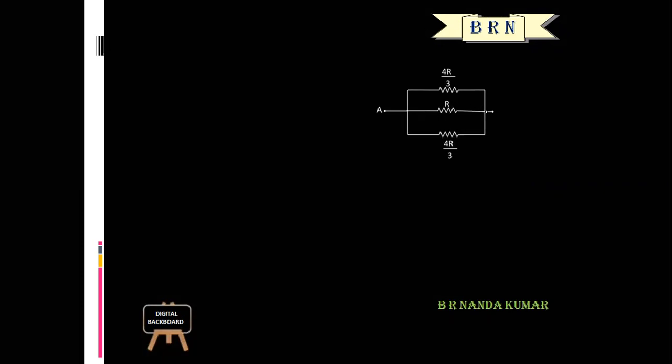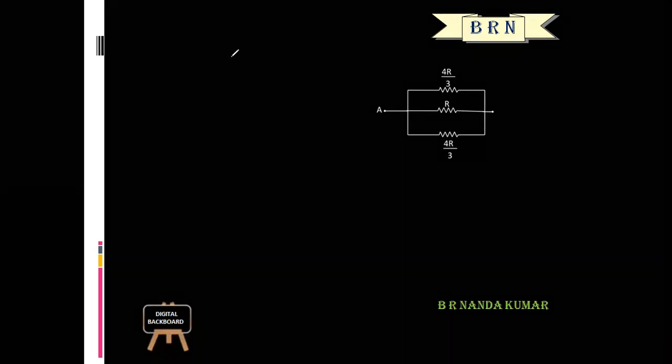So finally, we will get the circuit like this. This is 4R by 3. This one is R. This one is 4R by 3. All 3 are connected in parallel. So now the effective resistance is considered, that is R1, right? 1 divided by R1 is equal to 1 divided by 4R divided by 3, plus 1 divided by R, plus 1 divided by 4R divided by 3.